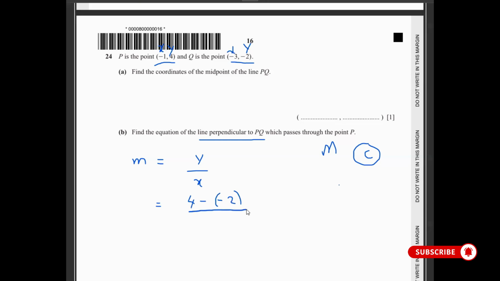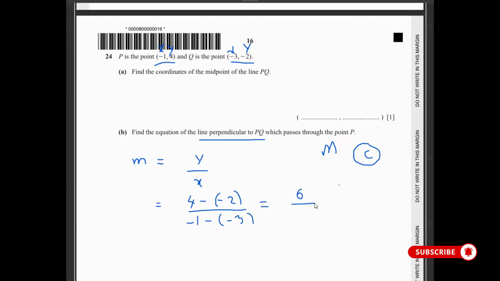4 minus minus 2. And what are the two x coordinates? -1 and -3. So to find the difference, we subtract -1 and -3. Give me the answer for 4 minus minus 2. What's the answer for the numerator? 6. Minus and minus makes plus. So 4 plus 2 is 6.